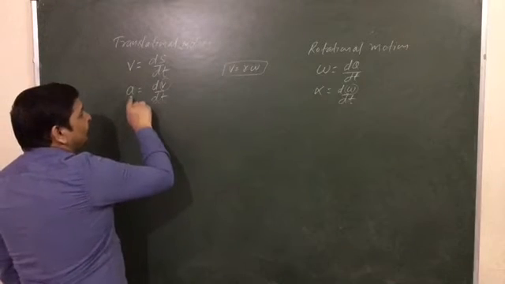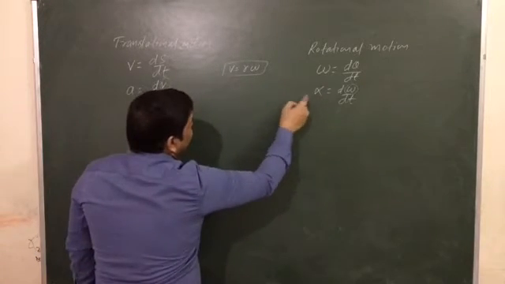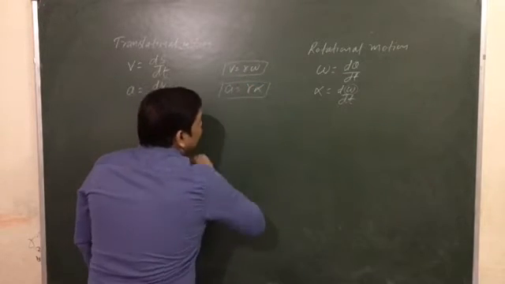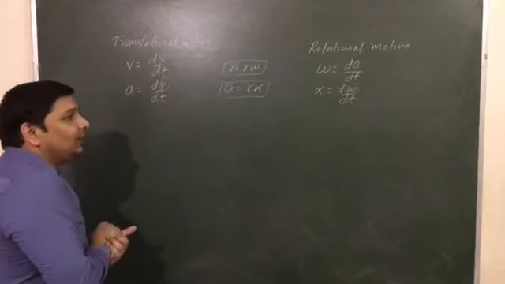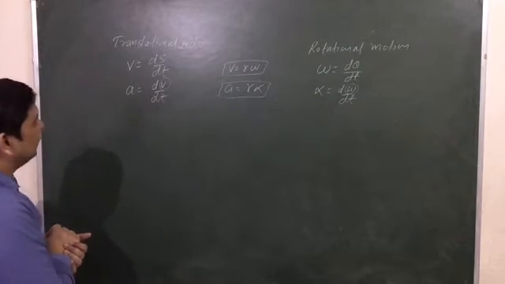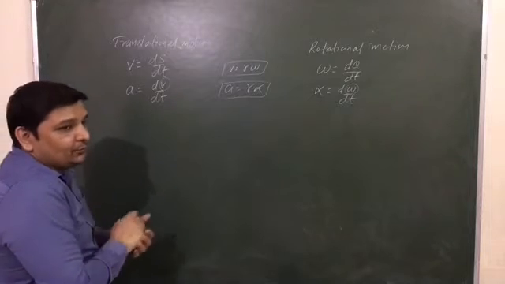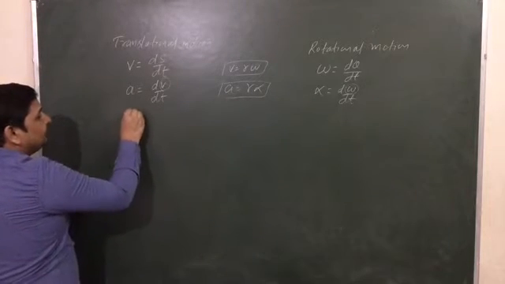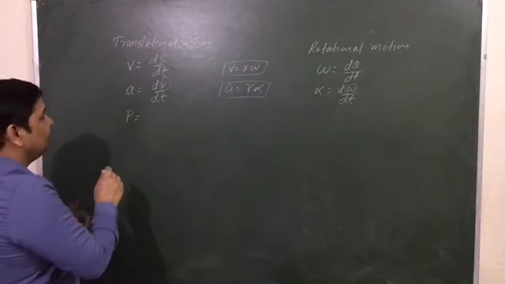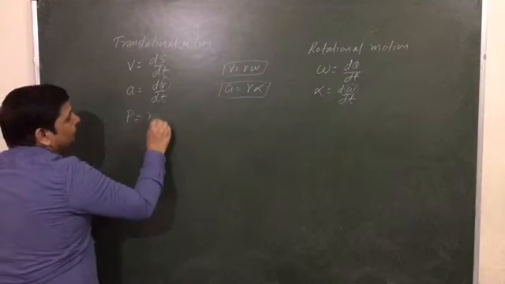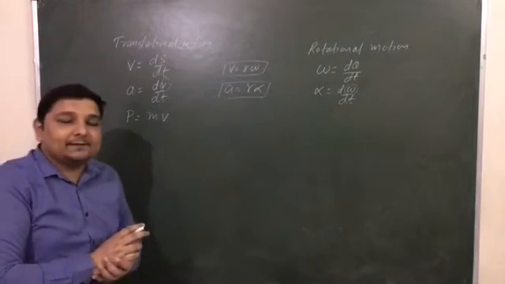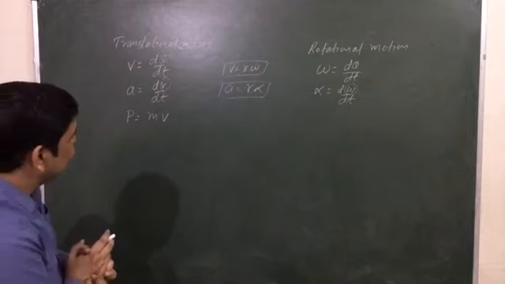And the relation between linear acceleration and angular acceleration: linear acceleration is equal to r into alpha, where alpha is angular acceleration. Now in translational motion, we use linear momentum, and linear momentum is equal to the product of mass and velocity.